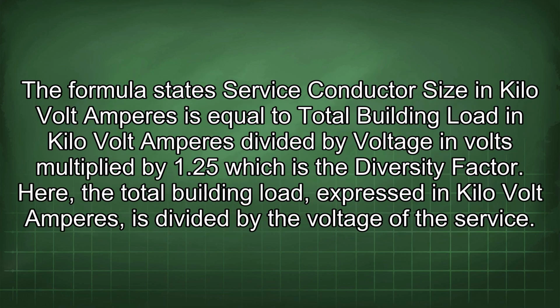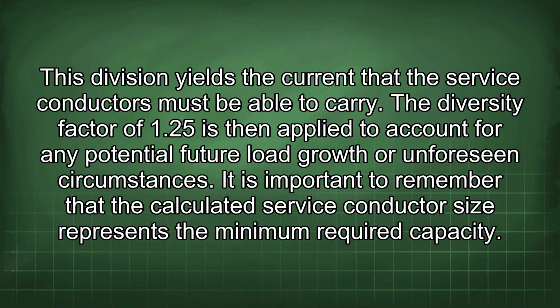The formula states service conductor size in kilovolt amperes is equal to total building load in kilovolt amperes divided by voltage in volts multiplied by 1.25, which is the diversity factor. Here, the total building load, expressed in kilovolt amperes, is divided by the voltage of the service. This division yields the current that the service conductors must be able to carry. The diversity factor of 1.25 is then applied to account for any potential future load growth or unforeseen circumstances. It is important to remember that the calculated service conductor size represents the minimum required capacity.